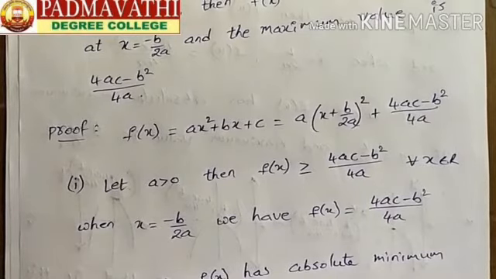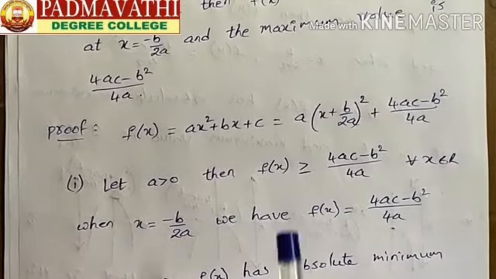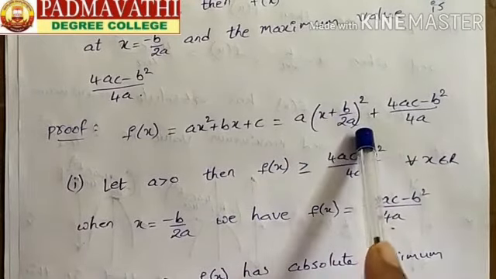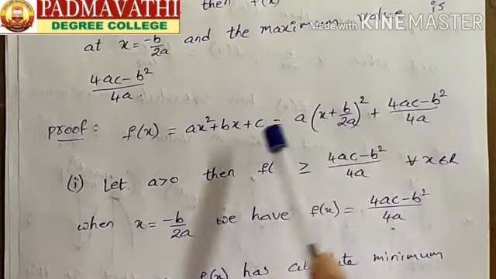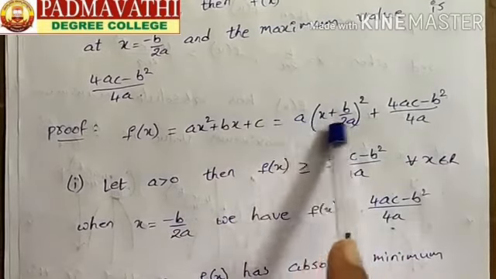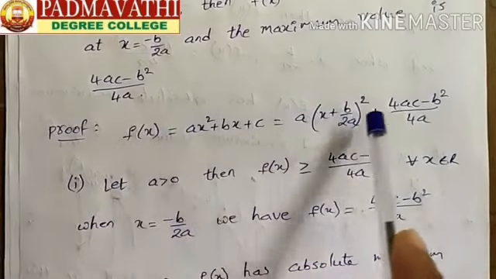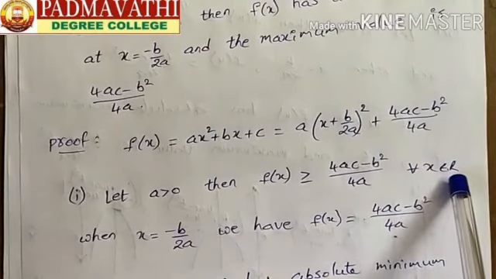First case, let a greater than 0. Then f of x is greater than or equal to 4ac minus b square by 4a for all x belongs to R. How are we saying this? If a is positive, then the term a into x plus b by 2a whole square is definitely positive. Why? Because a perfect square is always non-negative, and a is also positive, so the product of two positive values will be a positive value. So that's why we write f of x is greater than or equal to 4ac minus b square by 4a for all x belongs to R.